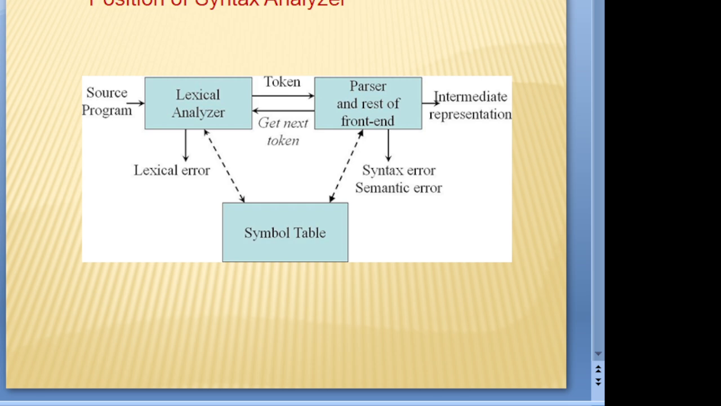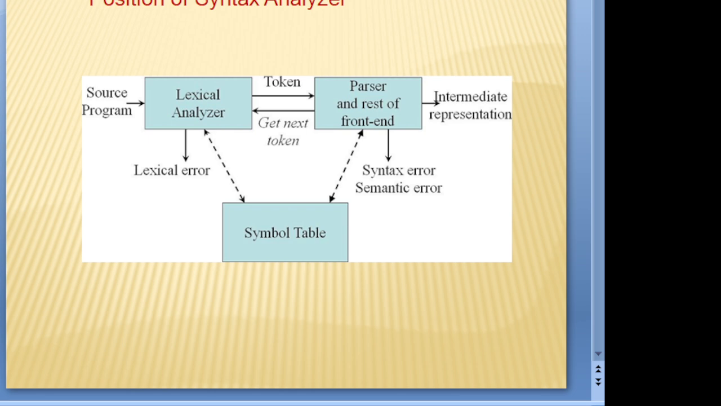Now let us see the basic structure of the syntax analyzer. This is the source program, the lexical analyzer, the parser, the rest of the front end and the intermediate representation. The parser means the syntax analyzer. The lexical analyzer takes the source program as input, reads it character by character, and produces the output as a stream of tokens.